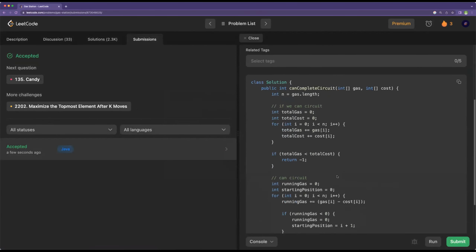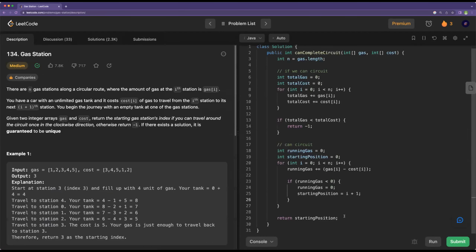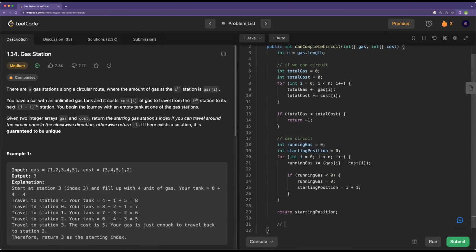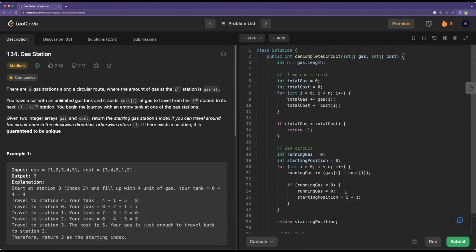Let us look at the time and space complexity. Since we are iterating over all the gas stations once, the time complexity of the optimized approach will be O of n. And since we are not using any external space, we are only using constant variables, the space complexity will be O of 1.